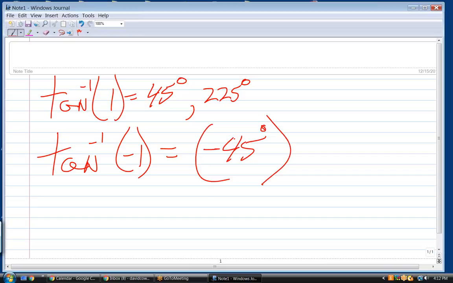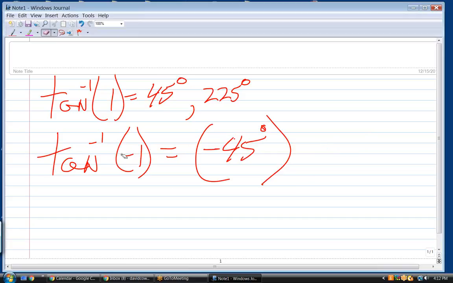Even though 135 is also correct, right? I mean, the tangent of 135 is negative 1. So just know that you're only getting half of the answer, but it's called the principal answer.